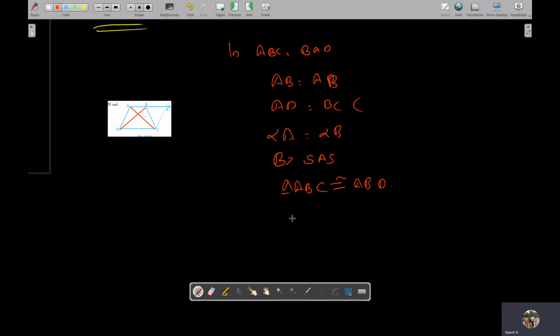See, if ABC is congruent to BAD, then what can you say? AC is equal to BD because they are corresponding parts. So that is the last part. Diagonal AC is equal to BD.